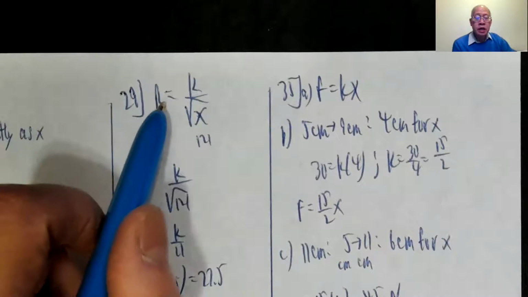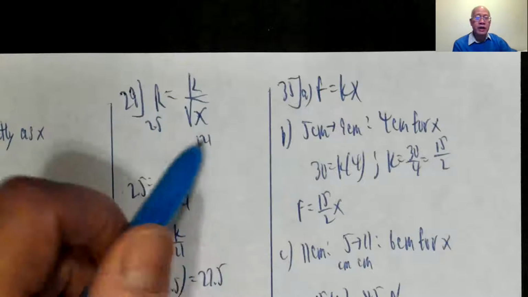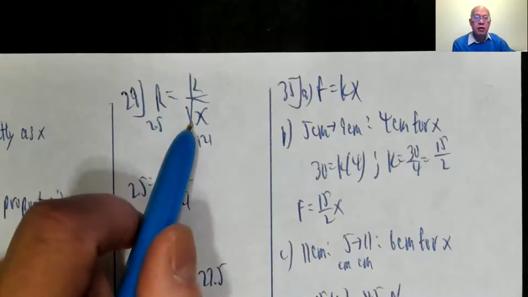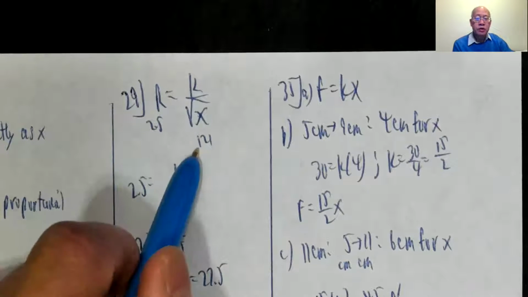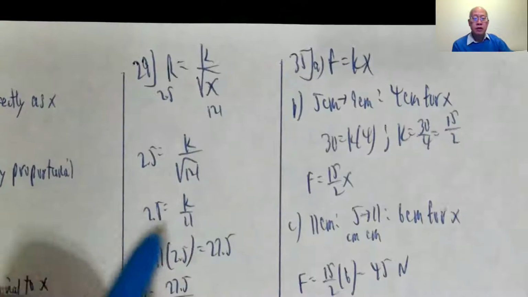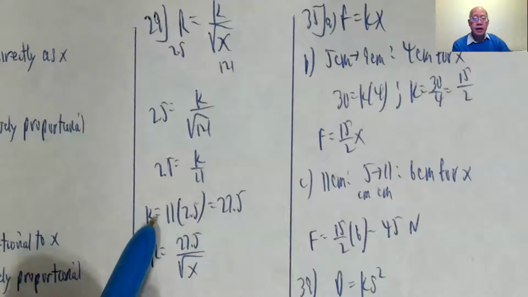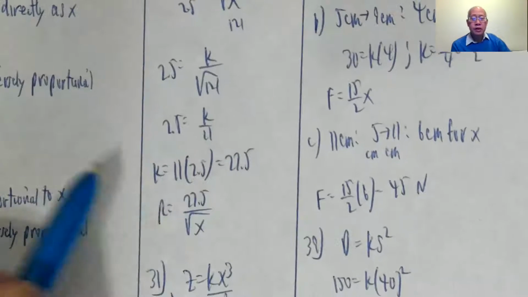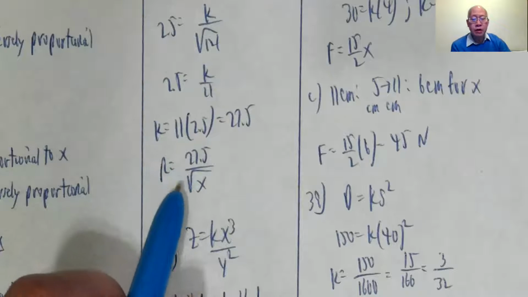29, r is inversely proportional to the square root of x. R equals k over radical x. Plug in 2.5, 121. Square root of 121 is 11, multiplied by 11. K is 11 times 2.5, 27.5. So r is 27.5 over radical x.